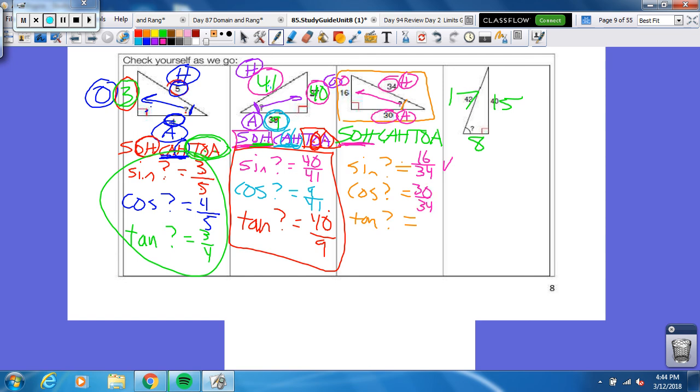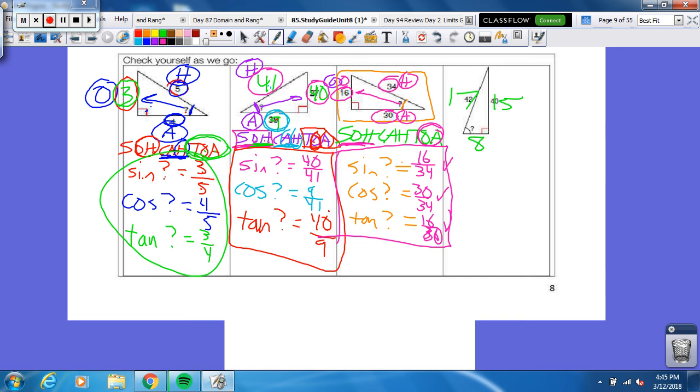Adjacent over hypotenuse. Check. Tangent, that's opposite over adjacent. Opposite over adjacent, that's going to be 16 over 30. Yeah, you can simplify these. We're setting them up right now, so you can simplify these if you want to. But right now, I'm just going to make sure we set them up correctly, and that's all I'm concerned about. So if you're able to get those, you're good.